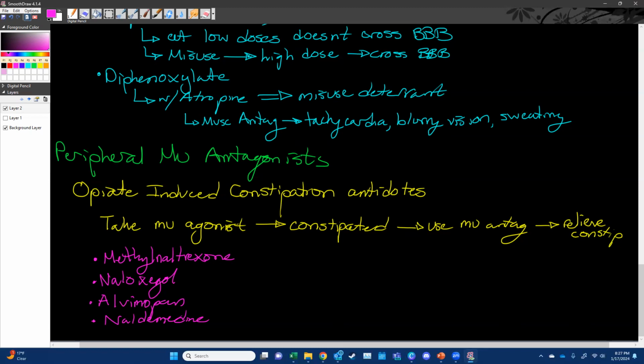Any questions about this? All right. We are going to wrap up talking about withdrawal, just because I remember a few questions on that when I took the exam. Just because opiates and withdrawal go hand in hand, right? Physical dependence, all that sort of stuff.